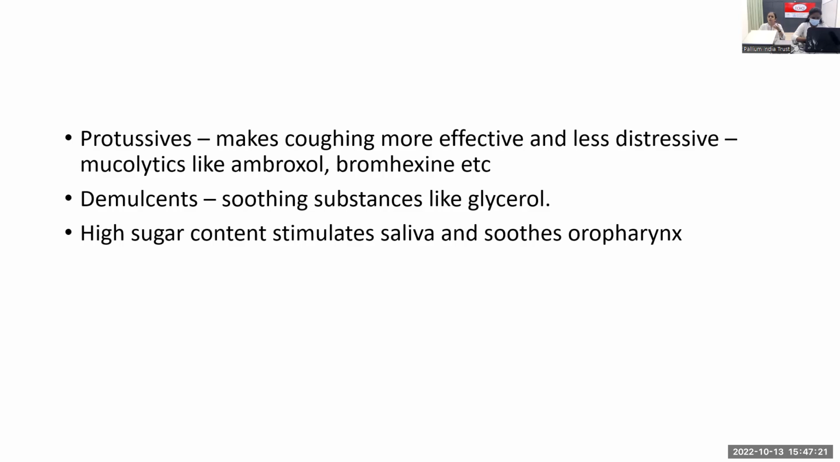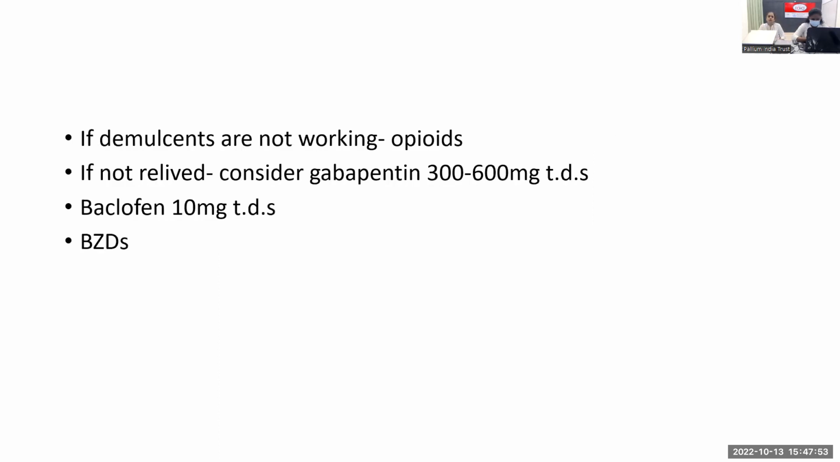There is a class called protussives, which mainly make the mucus very thin. It is called mucolytic. It causes the secretion to be thinner than before. So you might have heard about many cough syrups where they have this ambroxol and bromhexine combination. So there are different types of cough syrup. You have to understand the cause of cough and then give a cough syrup, not just any cough syrup for everyone. And again, benzodiazepines is another medicine that you can use, and gabapentin is one thing that you can use.